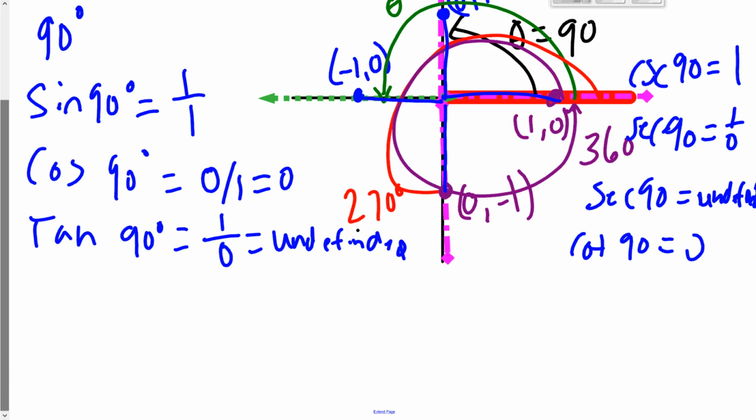Okay, so those are for 90 degrees, and you can do similarly with 180. It's just a negative, right? So that means your cosine would be negative, and your tangent would be 0, and your cosine would be negative 1, and your sine would be 0.